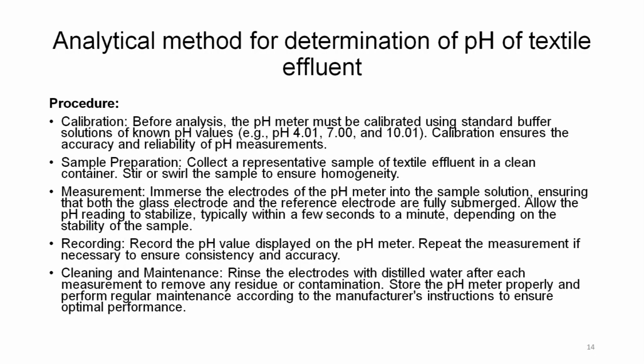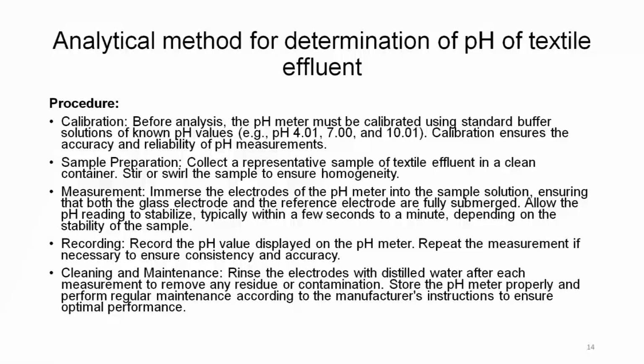Sample preparation: collect a representative sample of textile effluent in a clean container. Stir or swirl the sample to ensure homogeneity. Measurement: immerse the electrodes of the pH meter into the sample solution, ensuring that both the glass electrode and the reference electrode are fully submerged. Allow the pH reading to stabilize, typically within a few seconds to a minute, depending on the stability of the sample. So, it should come to one reading, it should not fluctuate.